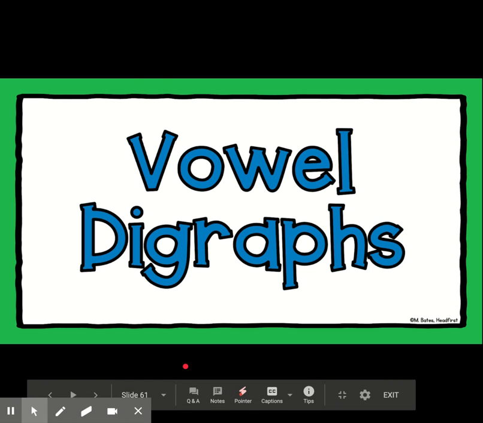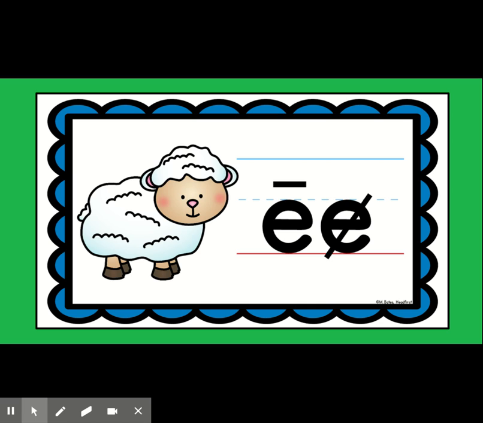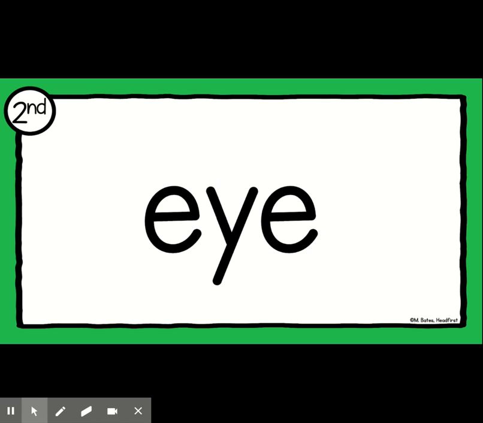Now our vowel digraphs, two letters that come together and make a vowel sound. Sheep, e. Okay, sight words. See if you can say them with me this time.